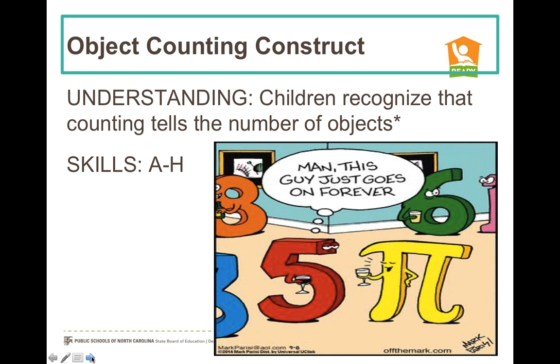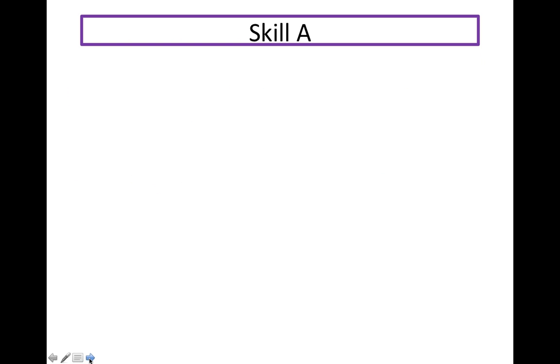So for the object counting construct, we want to begin with the understanding. And the understanding is that children recognize that counting tells the number of objects. We want to remember that this is the major concept that children should obtain, and that the skills we are about to review are the progressive steps in helping to teach this concept. So we're going to start with A, and if you notice, this progression goes from A through H.